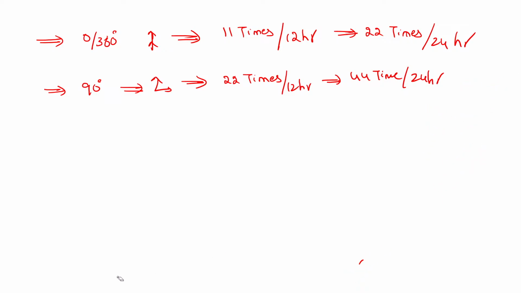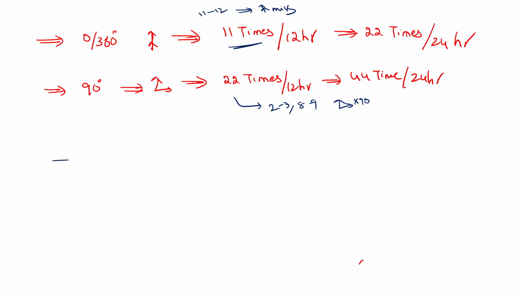I will write what is happening here. Why are you missing one time here? Because in between 11 and 12 you are missing one overlapping. Similarly, why are you getting 22 times here? In between 2 and 3 and 8 and 9 you are missing two 90s. That's why you are getting only 44 times for 24 hours.